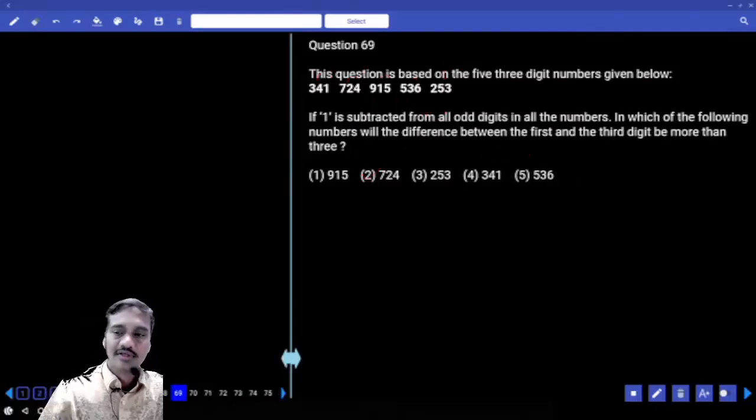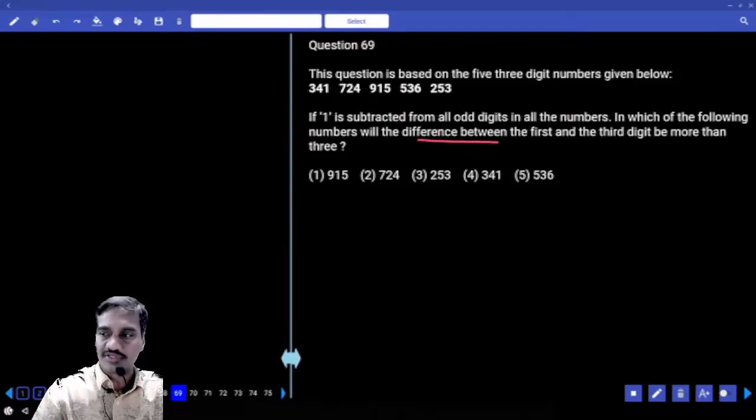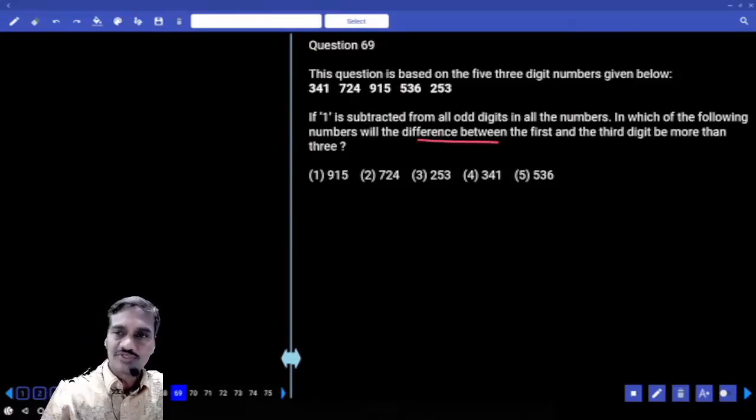Then 69. 1 is subtracted from all the odd digits in all the numbers. Now in all the numbers, 1 must be subtracted from all the odd digits. Then which of the following numbers will be the difference between the first and the third digit be more than 300? Now from each of these odd digits, how much is to be subtracted here? 1 must be subtracted. Now this will be 241.